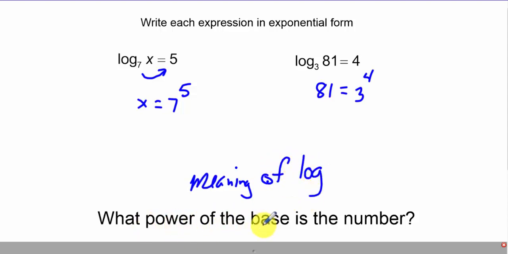What power of the base is the number? So this really says right here, what power of 3 is 81? Well, that's the 4th power. So then if we know that now and look at a couple problems, we should be able to do these in our head. What power of 2 is 8? Well, that's the 3rd power. What power of 5 is 625? Well, that's the 4th power.